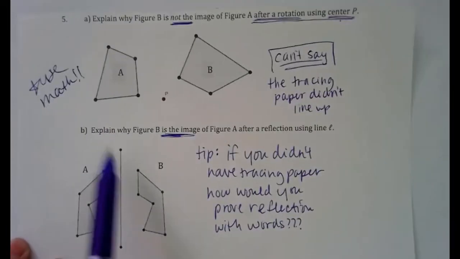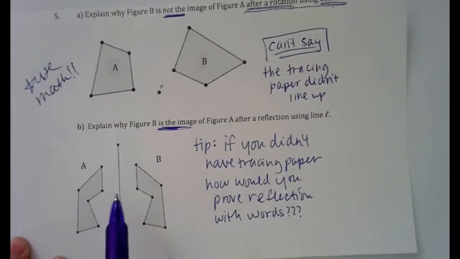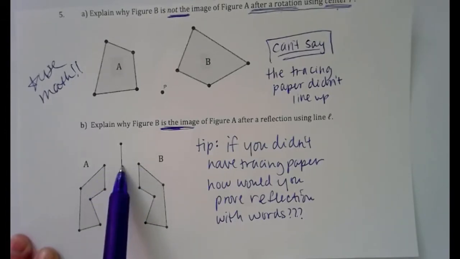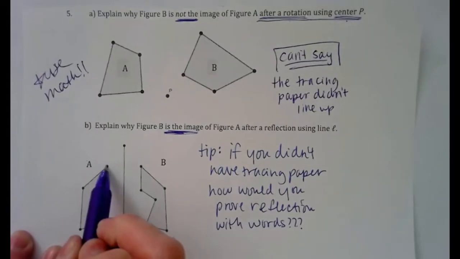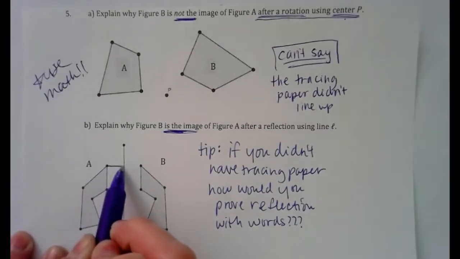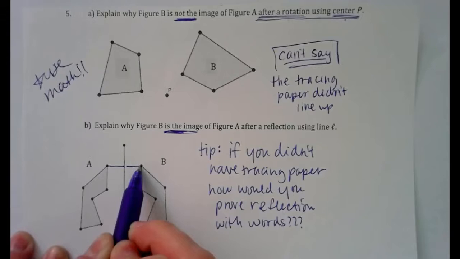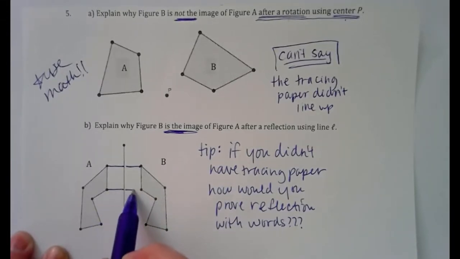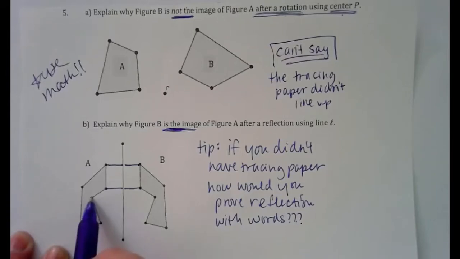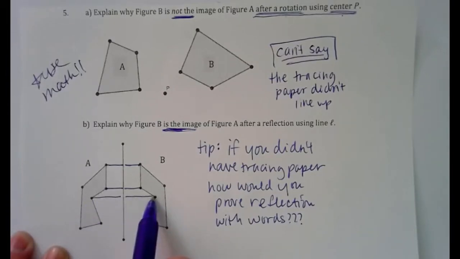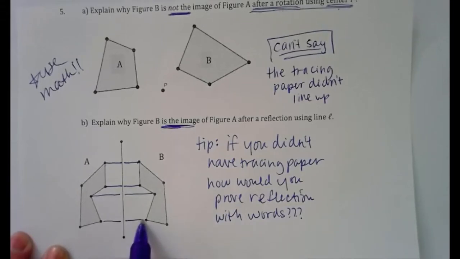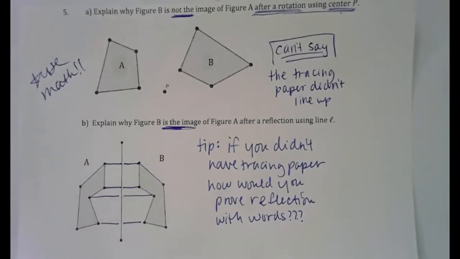Okay. With the reflection, you can talk about things like each vertice is equal distances from the reflecting line. However many units I have here, it's the same amount of units across. However many units are here, same amount of units there. Same thing here. Okay, it's a mirror image. You could explain using that vocabulary.